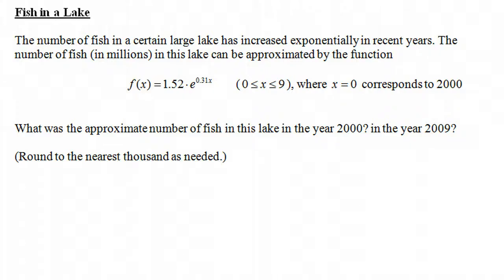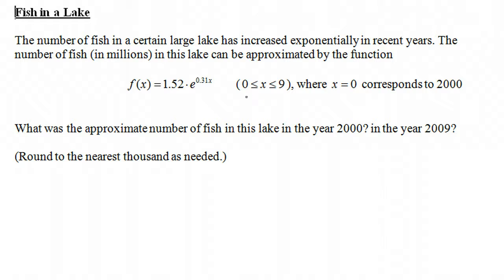In this video, we're going to do an example problem that has to do with exponential growth. And this specific example has to do with the number of fish in a certain lake. So it says the number of fish in a certain large lake has increased exponentially in recent years. The number of fish in millions in this lake can be approximated by this function, f of x equals 1.52 times e to the 0.31x.